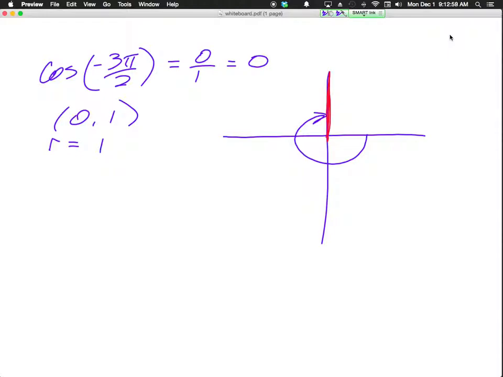Does anybody notice what trig functions of quadrantals end up equaling? What are our options? 0, 1, undefined, or -1. If you're doing a trig function of a quadrantal, there are only 4 possible answers: 1, -1, 0, or undefined.